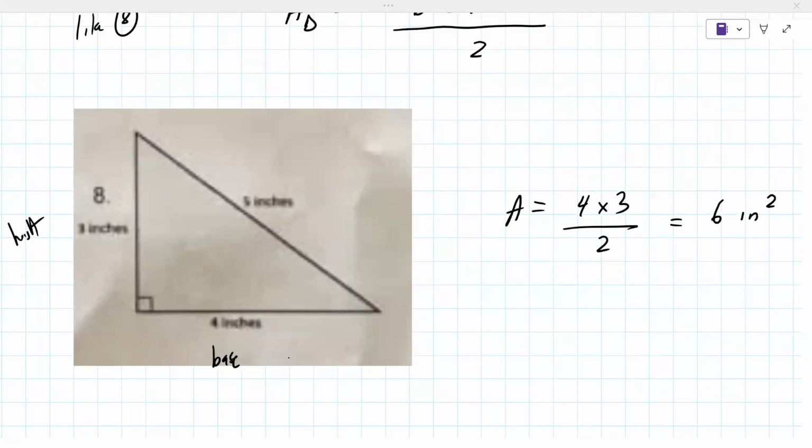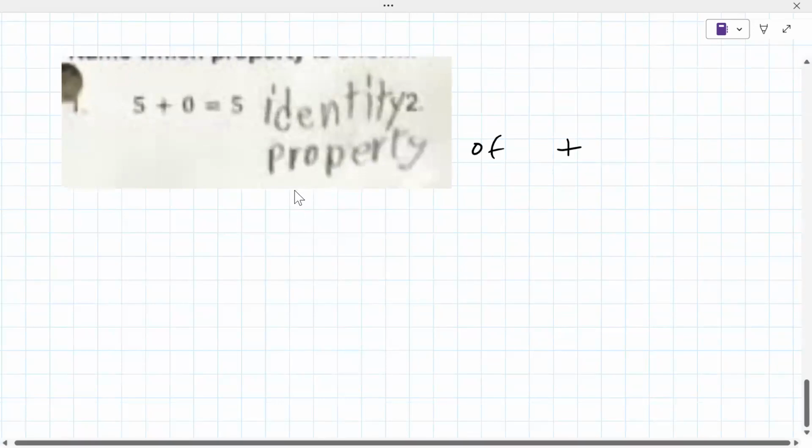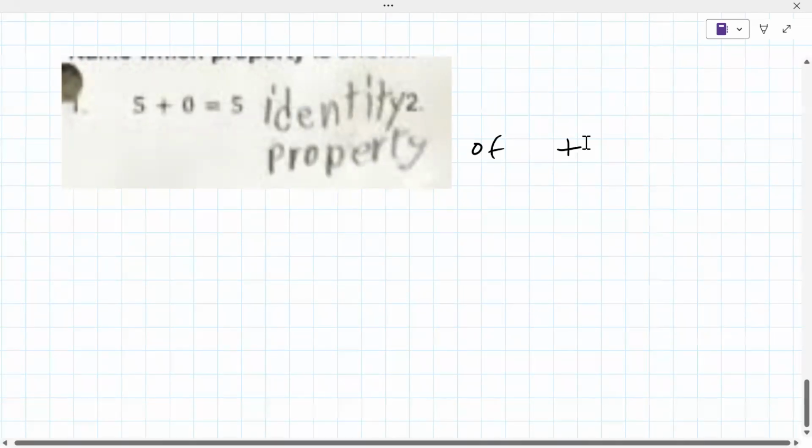The only comment I'll make is about problem 18. It's not for me to decide if this is right or wrong. It's the identity property of addition, because there is an identity property of multiplication. There's also an associative property, so sometimes you have to add in whether it's addition or multiplication.